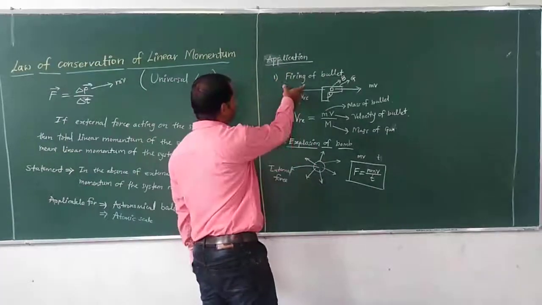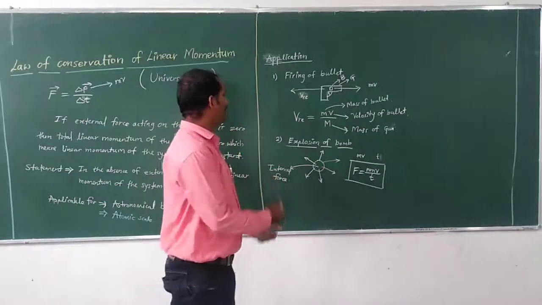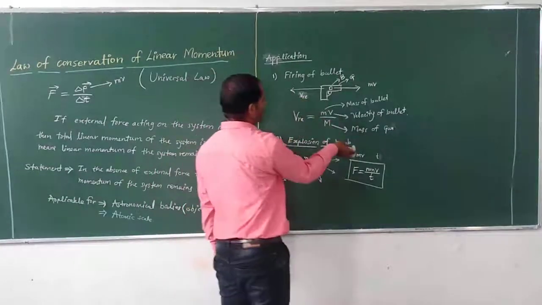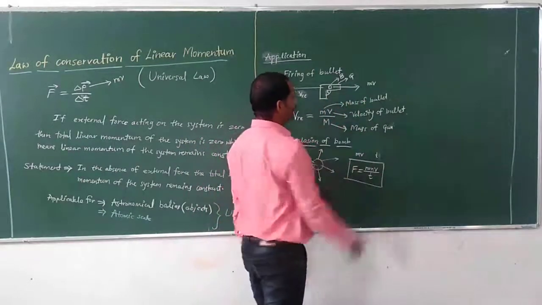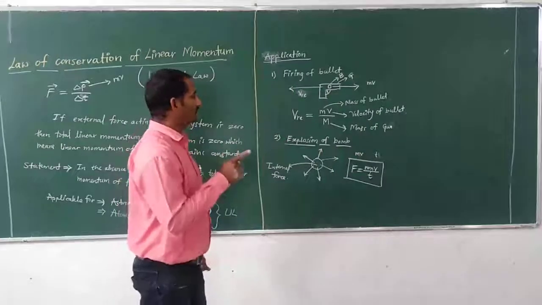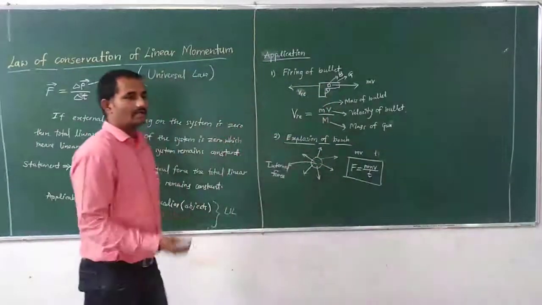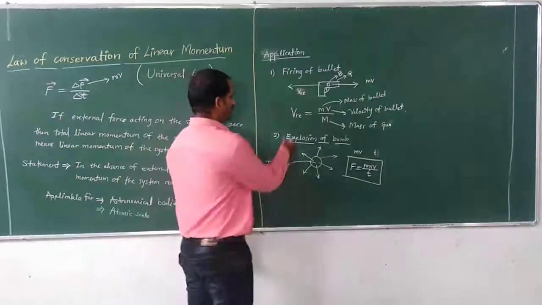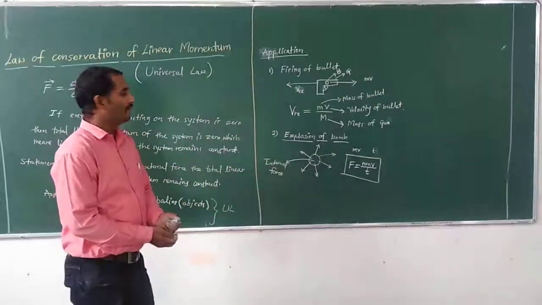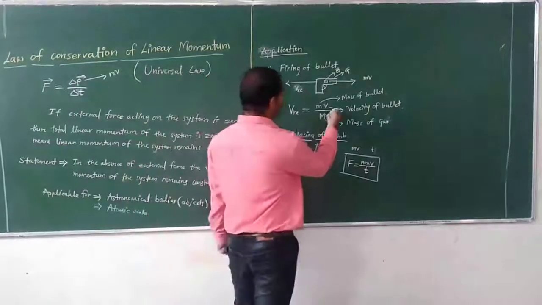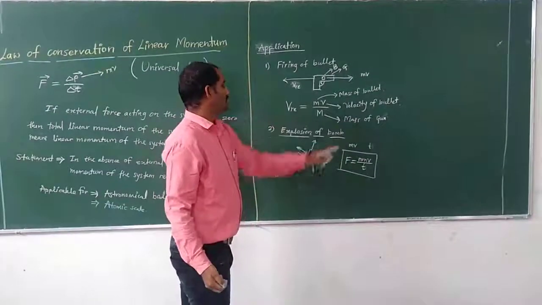Applications of this law are firing of bullet and explosion of bomb. The firing of bullet मध्ये काय होते? When you fire a gun, the bullet moves along some direction and at the same time the gun will recoil in the opposite direction. So this recoiling velocity is calculated by mv divided by capital M. तर m म्हणजे mass of bullet, v is the velocity of bullet, M is the mass of gun.